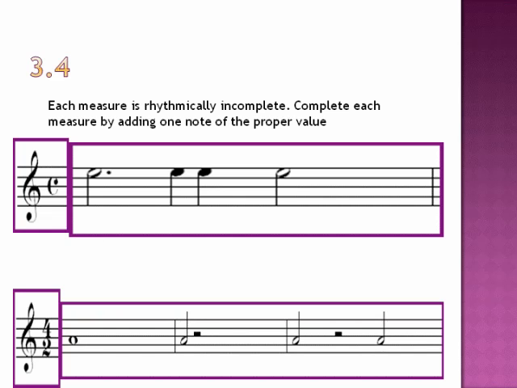3 4. Each measure is rhythmically incomplete, and I have to put the measure lines in this because, like I said before, my music writing program thinks I'm dumb and won't allow me to make mistakes. So let me put these little measures in here right now. Okay, each measure is rhythmically incomplete. Complete each measure by adding one note of the proper value.